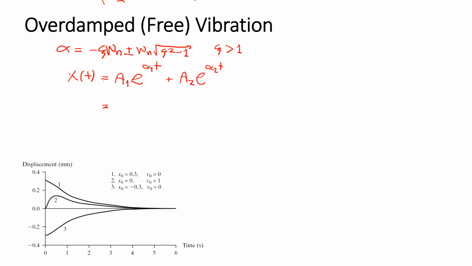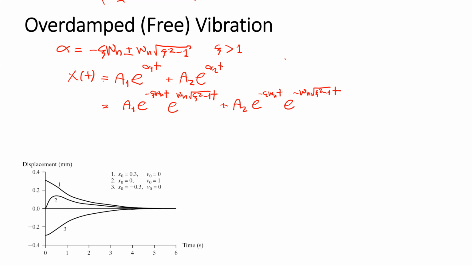So it will equal to a1 e power minus psi omega n t and e power omega n square root psi square minus 1 t, plus a2 e power minus psi omega n t and e power minus omega n square root psi square minus 1 t. I forgot t here.